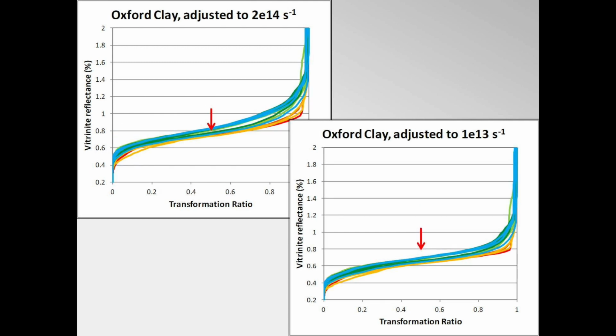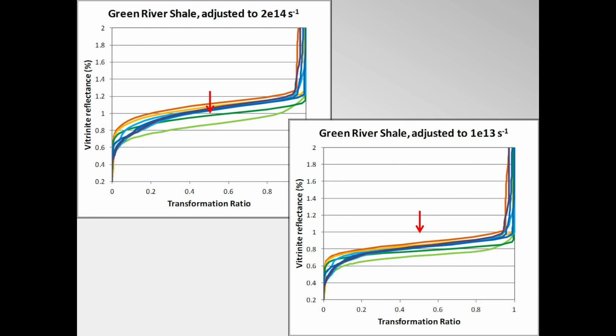We see the same result for the Oxford clay, although the clustering hasn't changed very much because it was already very tight. But we do see again a lowering of the vitrinite-reflectance value at which oil generation occurs when we lower the A factor. The Green River Shale also shows a slight improvement in clustering with the lower A factor, and again, an increase in rate so that it generates earlier with the lower A factor.